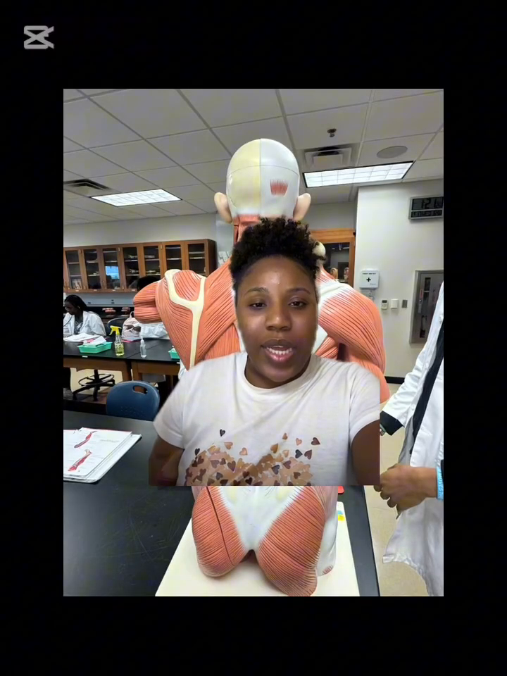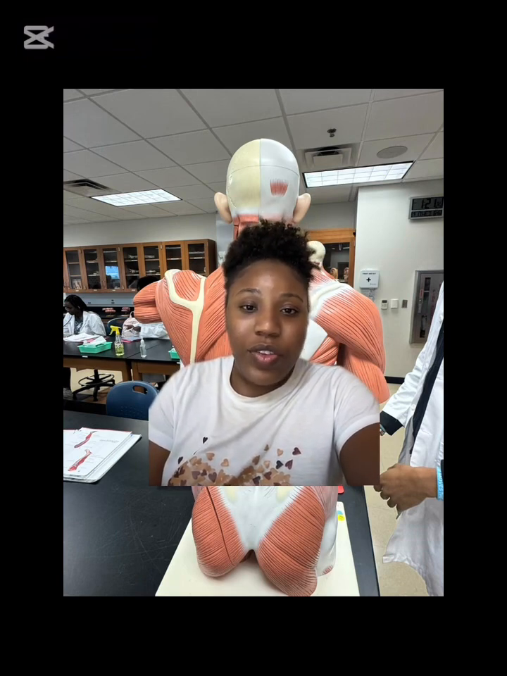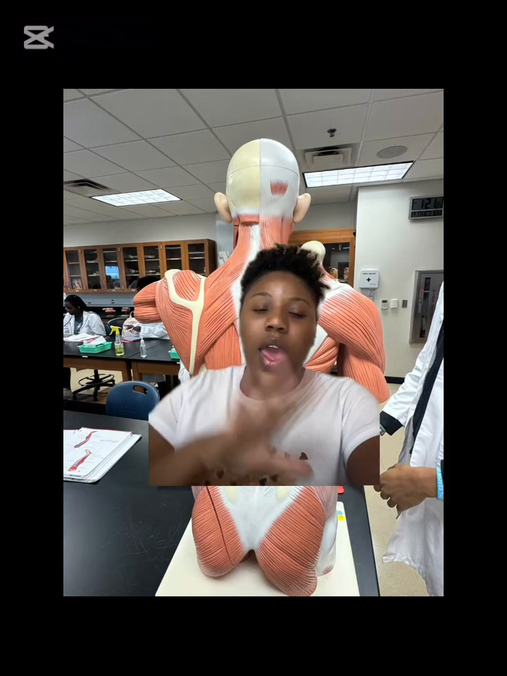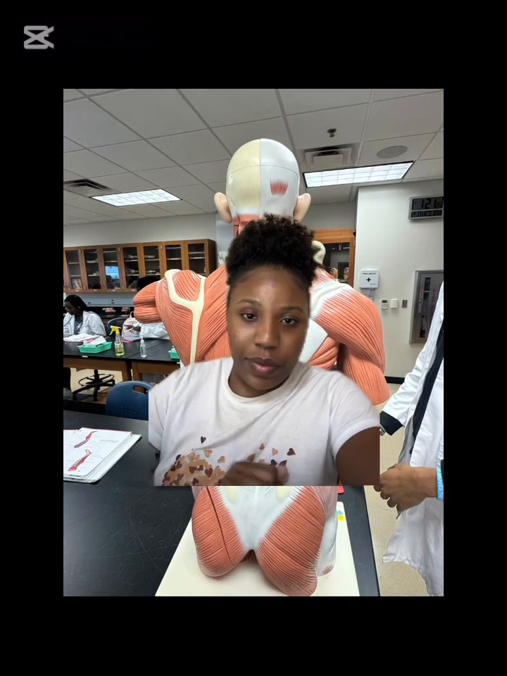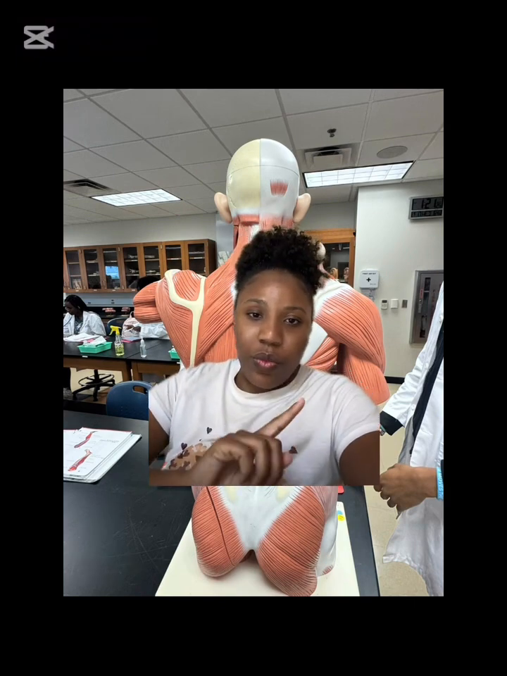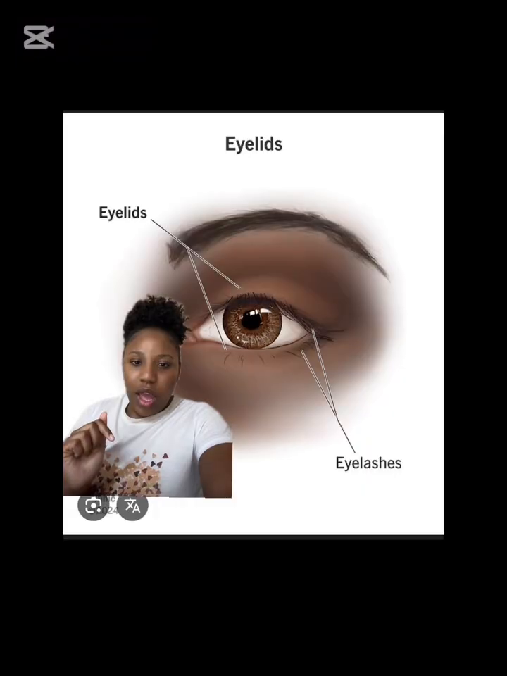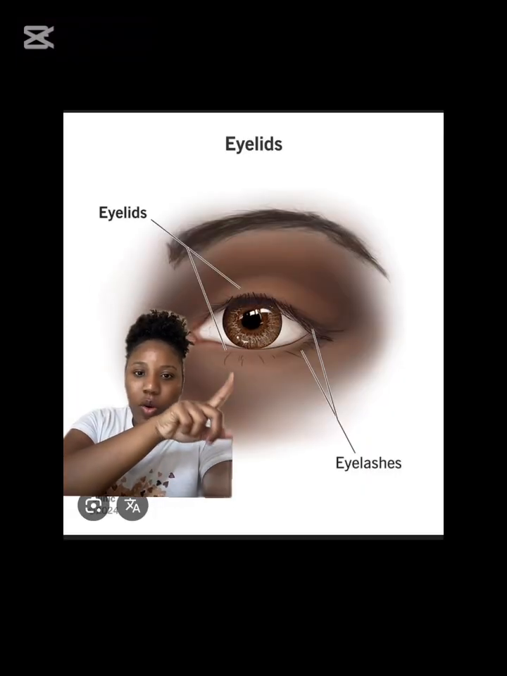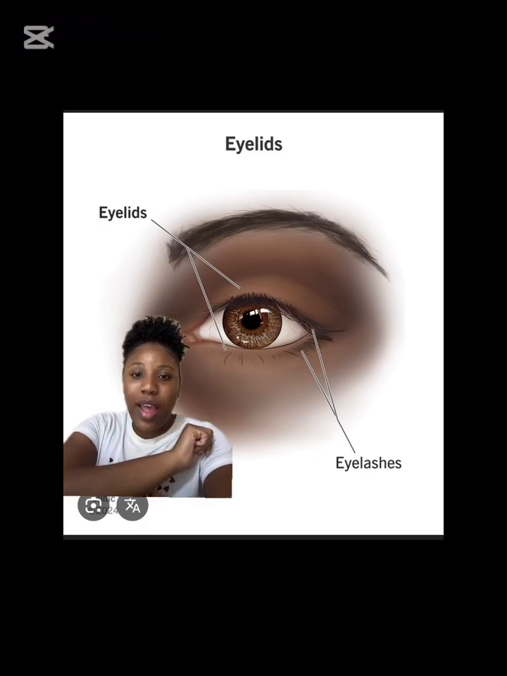Hello everyone. In this video, I will be explaining the external and internal structure of the eye and also the difference between rods and cones. So we are going to start with the external structure of the eye. Alright, so we have the eyelids and also the lashes. These two help protect the eye.